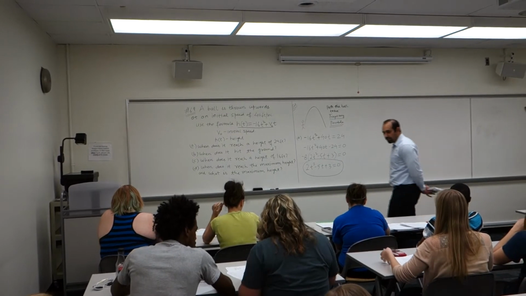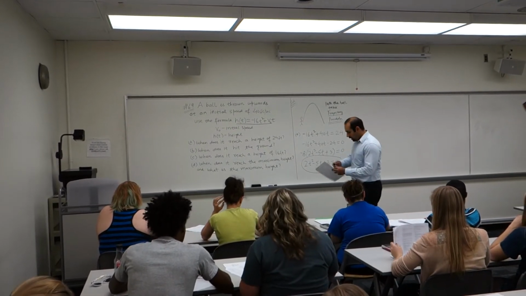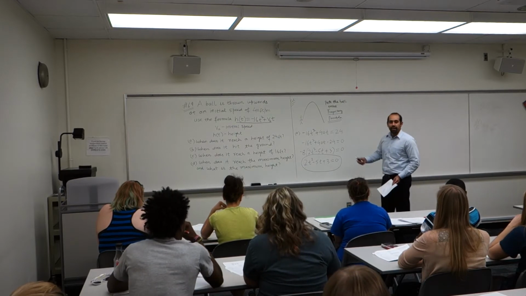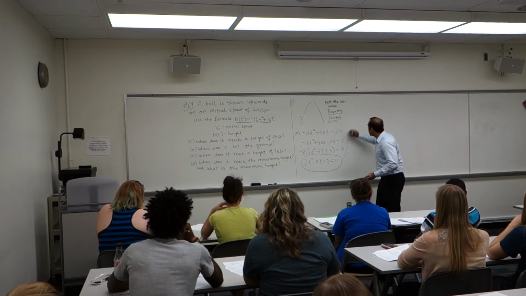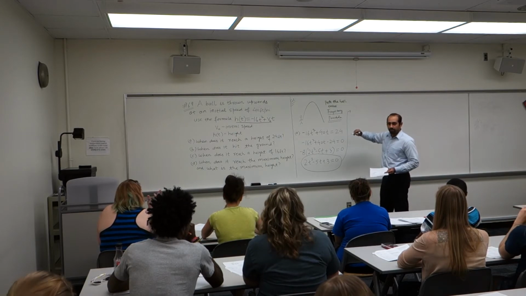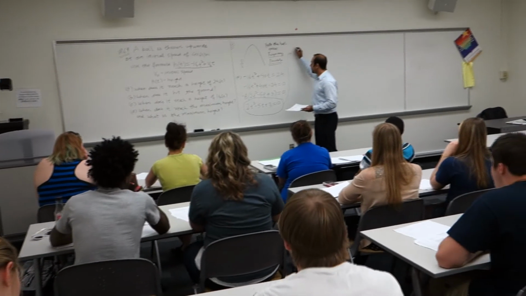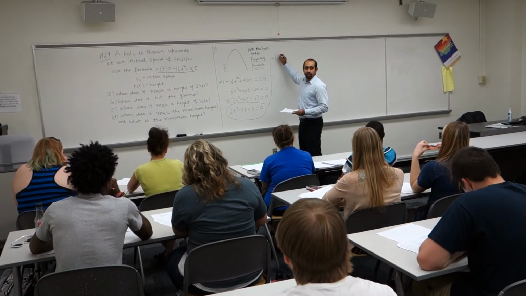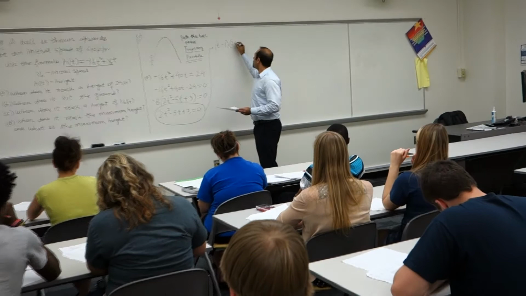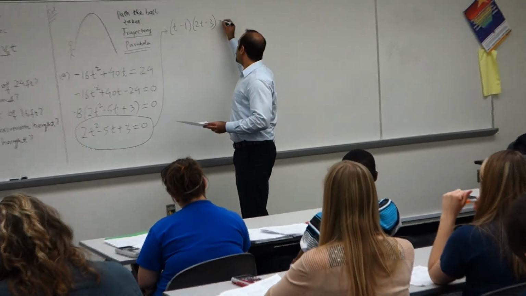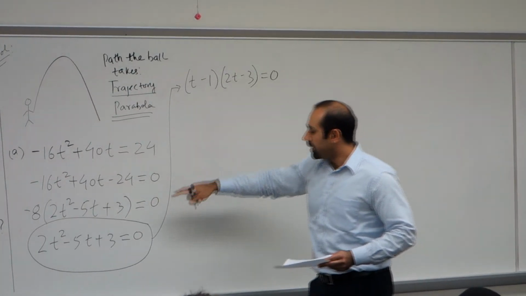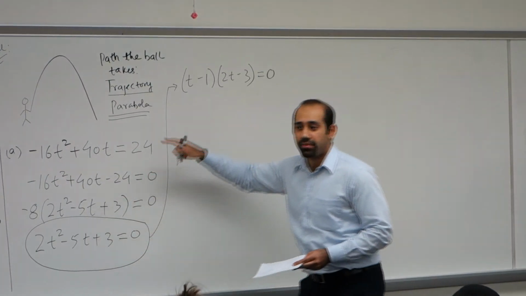I can see that most of you have already figured out t. For this one, I prefer the factored form. Anybody else use the factored form? Yeah, okay, so what was the factored form? t minus 1, 2t minus 3, and that equals 0.